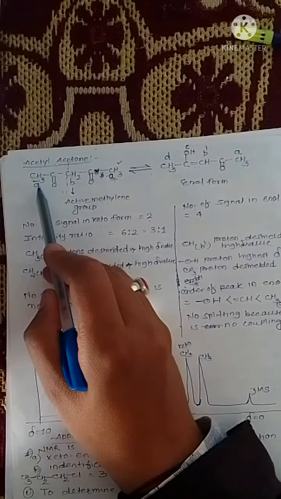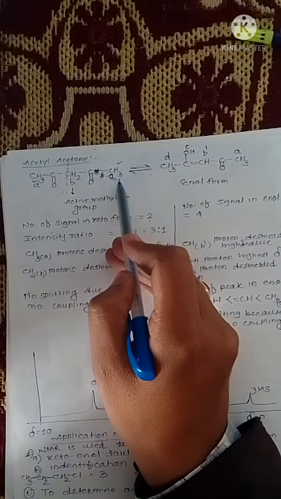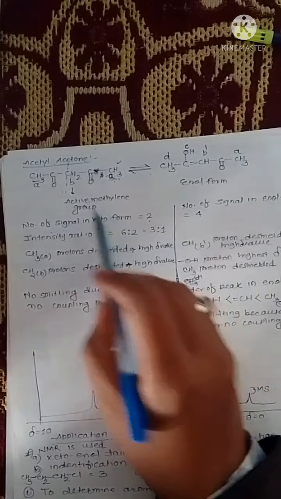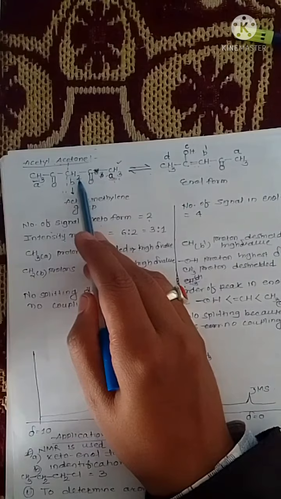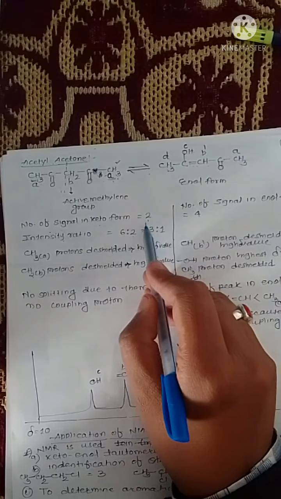For the intensity ratio, this CH3 has 3 protons, this CH3 has 3 protons, 3 plus 3 is 6 because they are equivalent, that's why 6. This CH2 has 2 protons, that's why it is 6 is to 2, which can also be written as 3 is to 1.